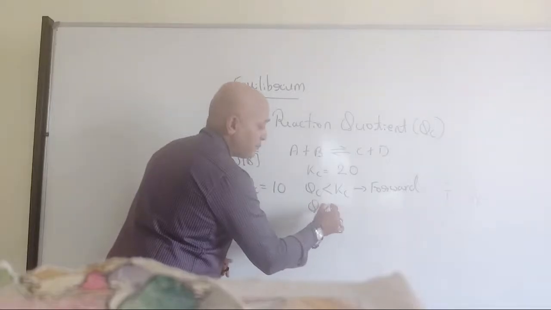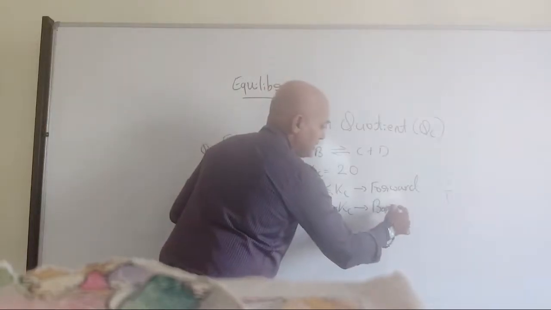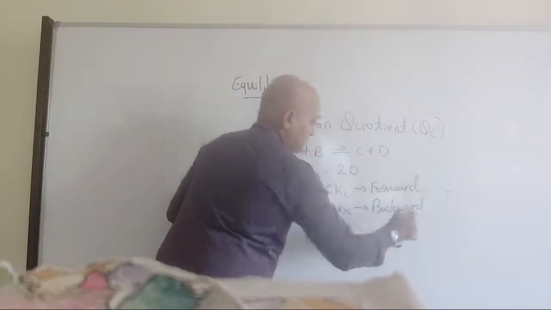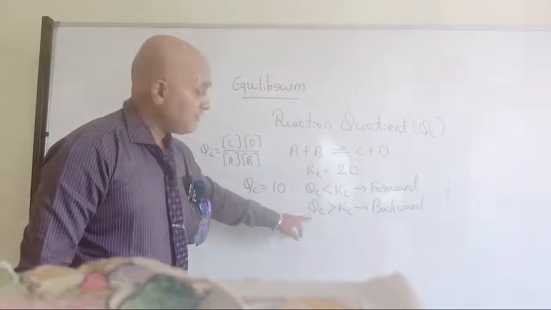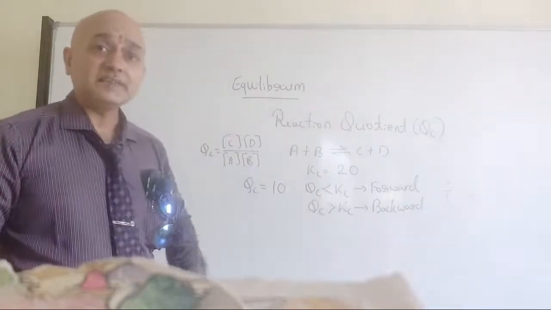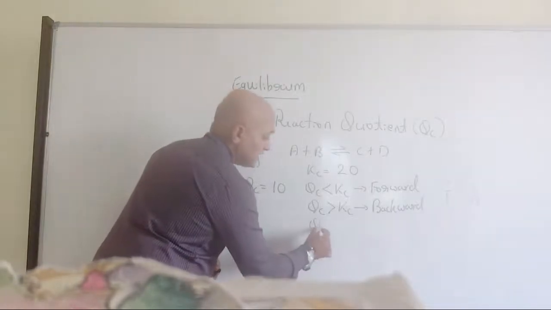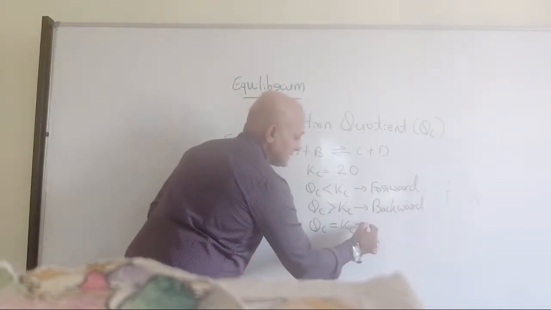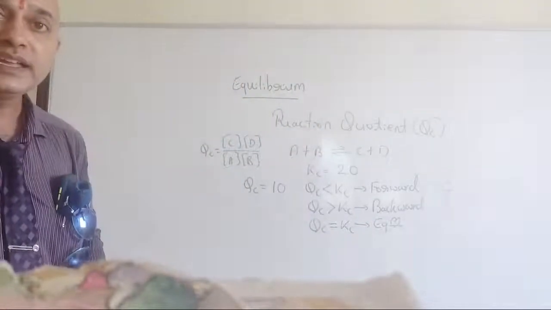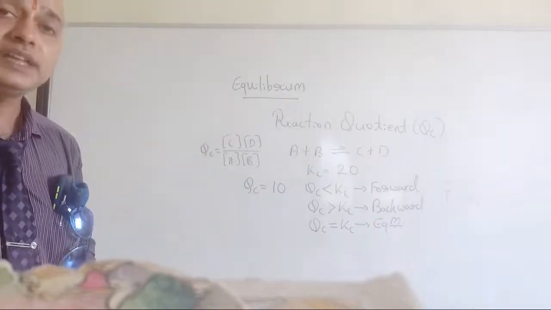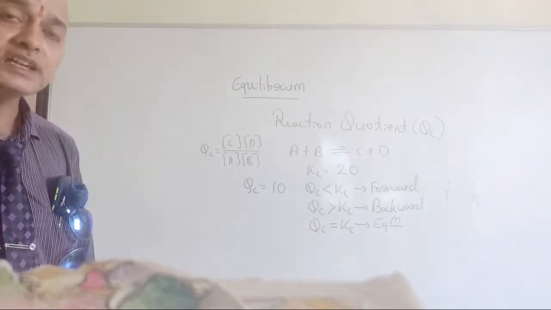Exactly the opposite will happen when Qc value is greater than Kc. Then naturally the backward reaction is going to happen. Due to the condition we have provided, this might have taken place. So where we found that Qc is greater than Kc, the backward reaction is going to happen. So when Qc is equal to Kc, that shows that the system or reaction has reached equilibrium. Fine? All of you have understood? Any doubts with regard to this one?